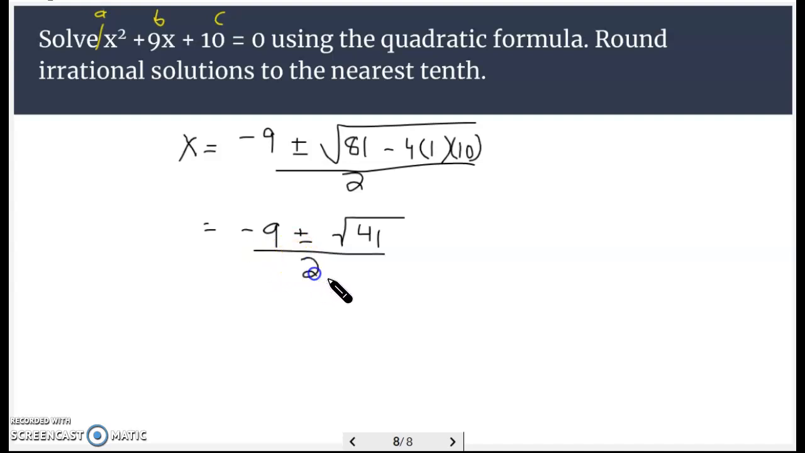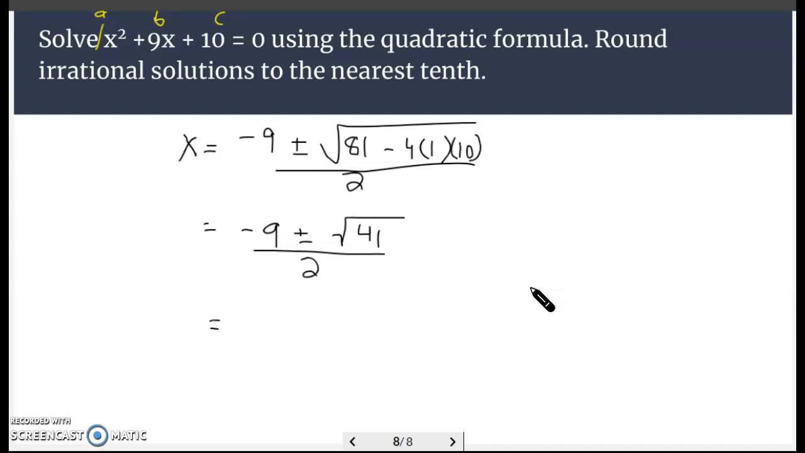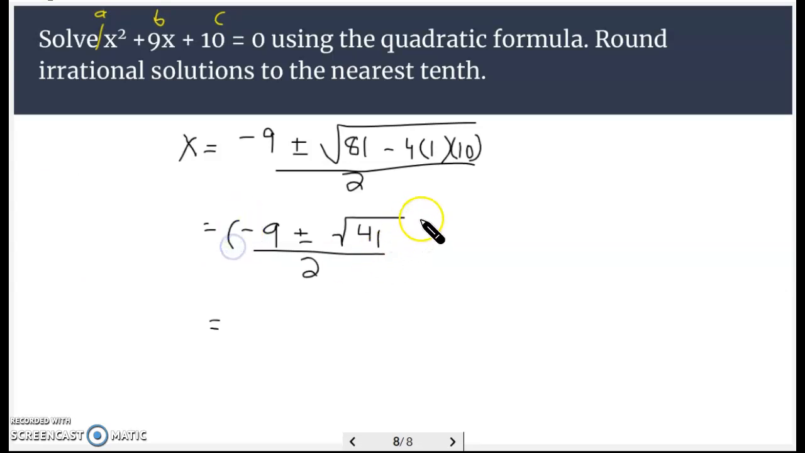So here's the non-decimal answer. Negative 9 plus or minus the square root of 41 all over 2. And you can use a calculator to figure that. It's a good idea to put the numerator in parentheses when you're using a calculator, and then you're dividing by 2. So one answer is going to become negative 1.298, and it goes on to have more decimals. But we're going to round it to the nearest tenth, as they say in the problem here. Negative 1.3. And then on the calculator, you just go back up and change your plus to a minus, and you get negative 7.7.